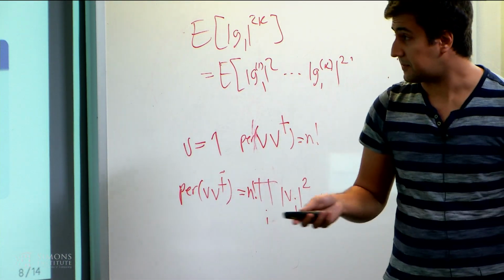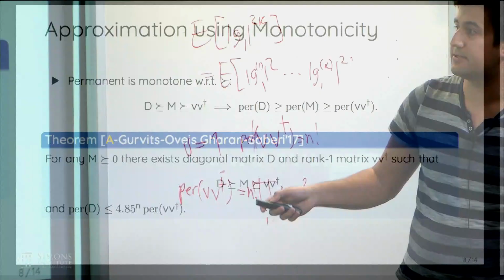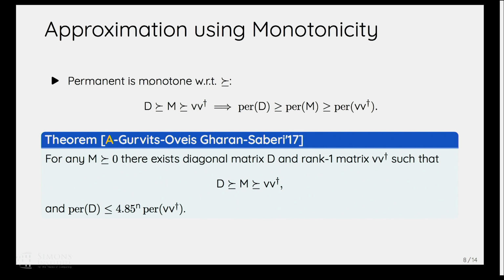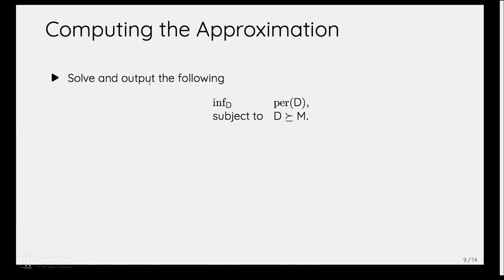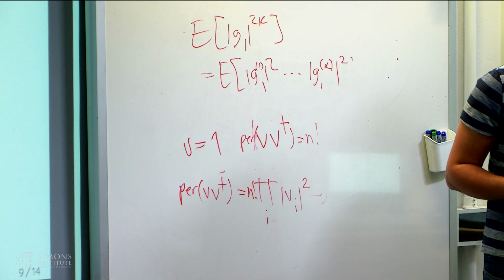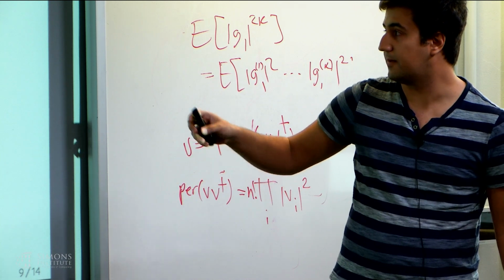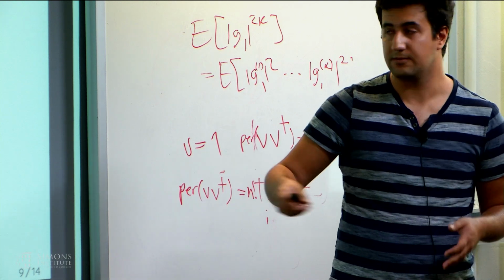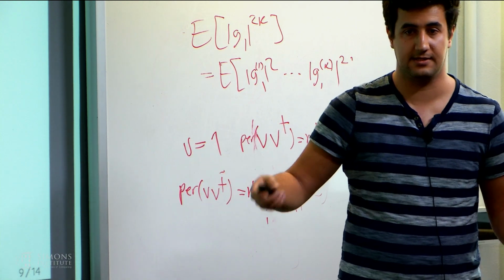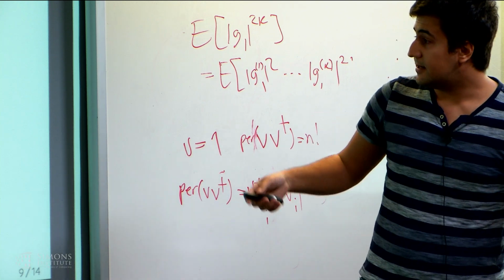All right. Now, if I promise you that there is such a sandwich, then how do you find one? If I promise you that there is always a D and VV dagger such that their permanents are upper bounded from each other, how do you find the number to output as an approximation to the permanent of M? Can you find the best D or the best VV dagger? I don't know whether we can find the best VV dagger, but we can find the best D. You ideally want to find the best upper bound on the permanent using diagonal matrices. So you want to solve this program, the infimum of permanent of D, such that D is bigger than M.